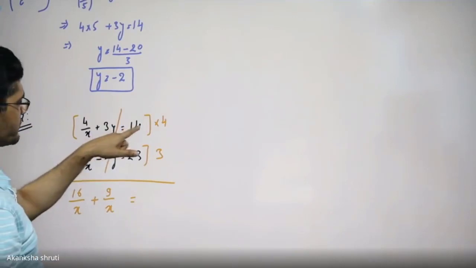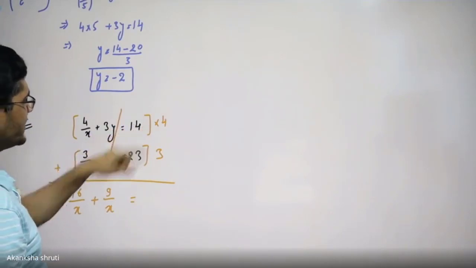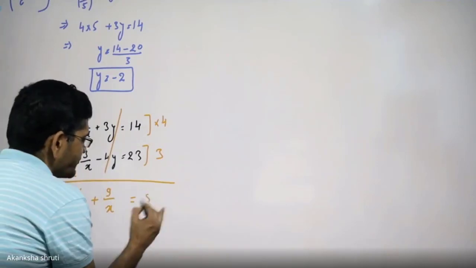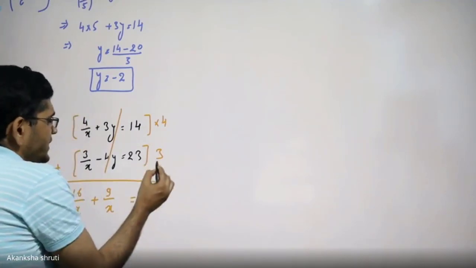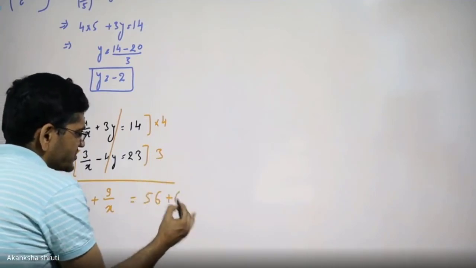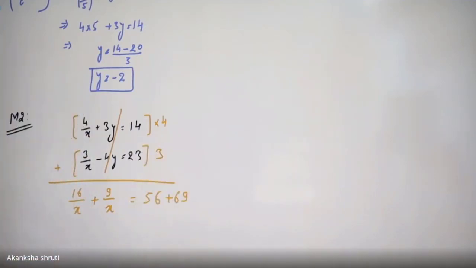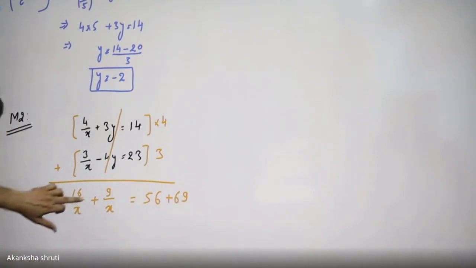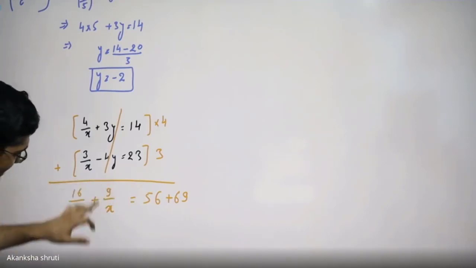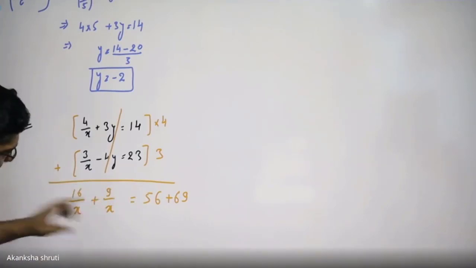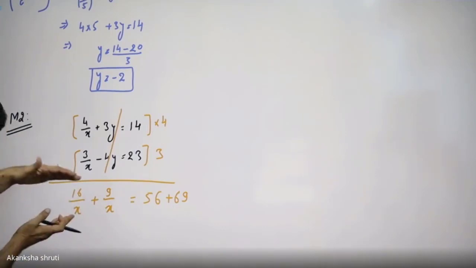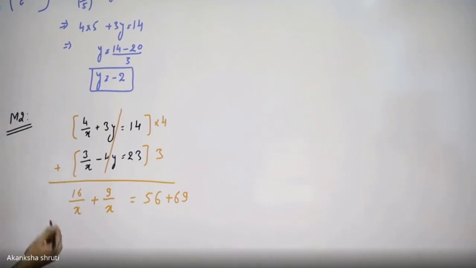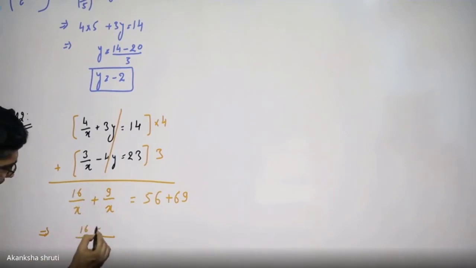Now, coming to the right hand side, 14 into 4, it is our 56, and 23 into 3, it is our 69. Now, here you have to take extra care, student. Right hand side is okay. Here you have to treat the variable which is in the denominator as if it is a ratio. So you have to simplify this left hand side. Their common denominator is x only, so their numerators get added. It's that much simple.